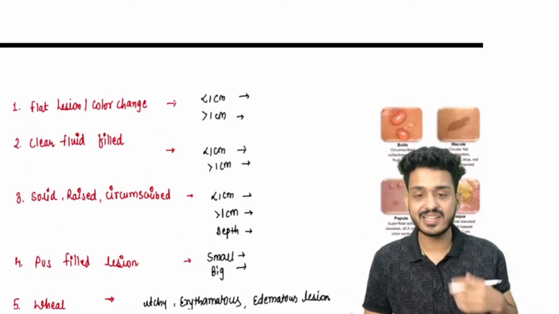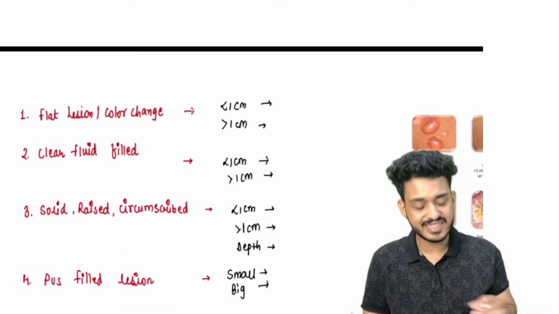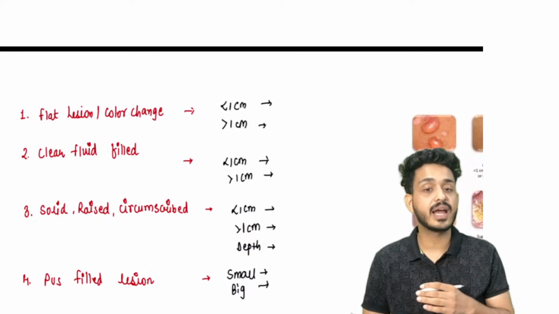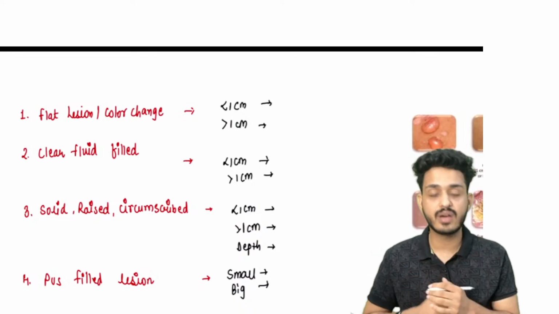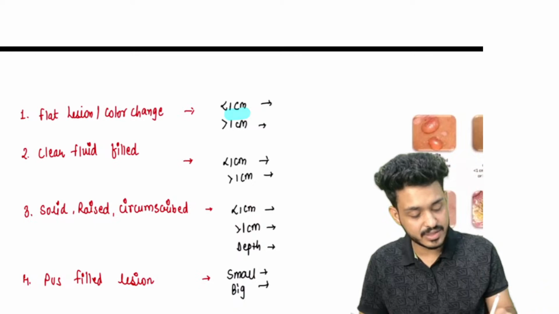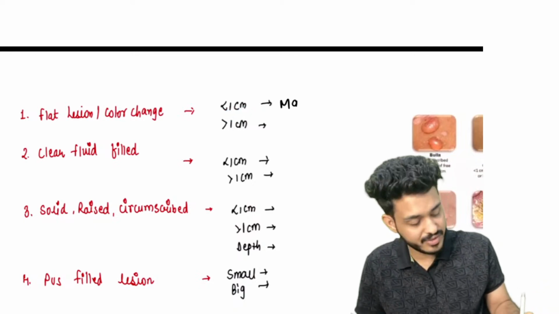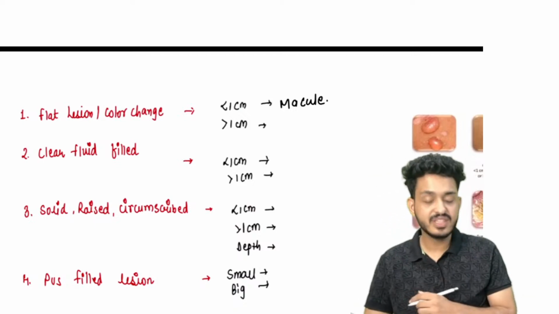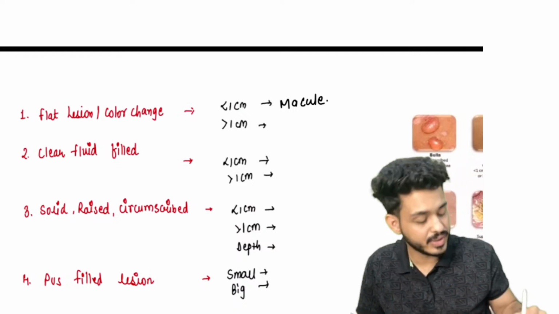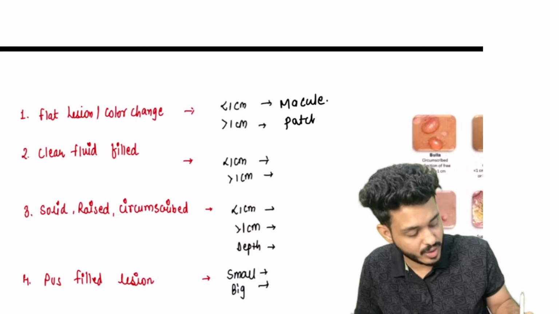So what are the primary lesions that you should be knowing? First one is the flat lesion. If there is any kind of flat lesion or any kind of color change, if the size is less than 1 centimeter, we call it macule. If the size is more than 1 centimeter, we call it patch.